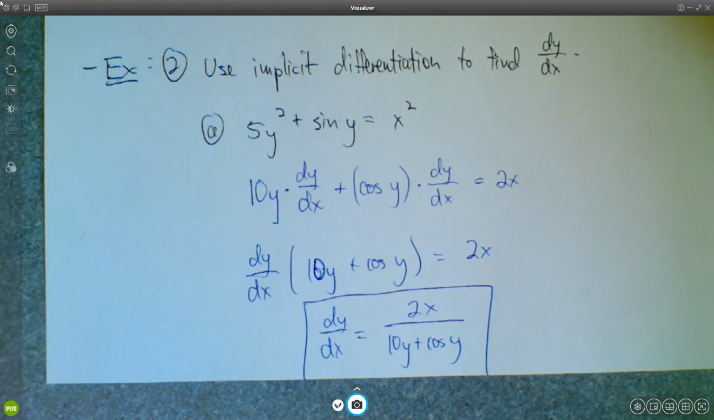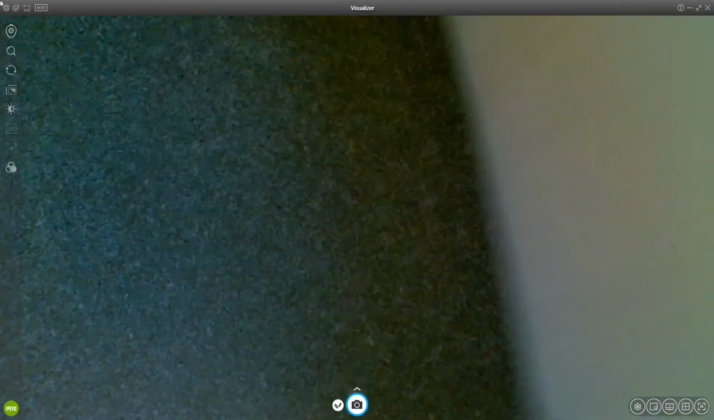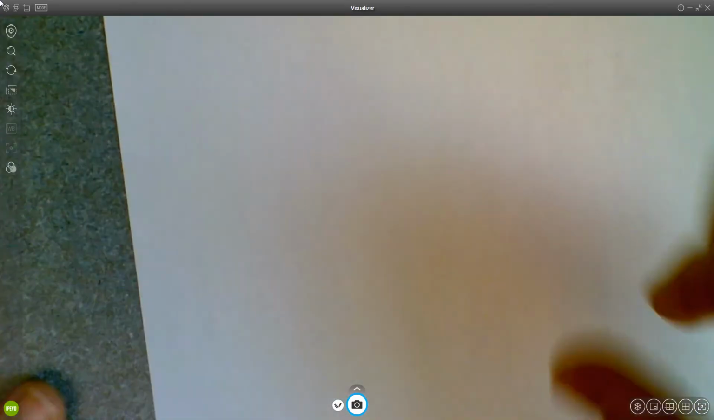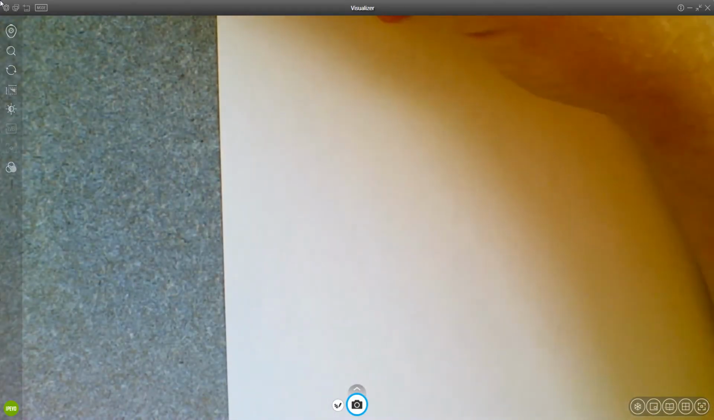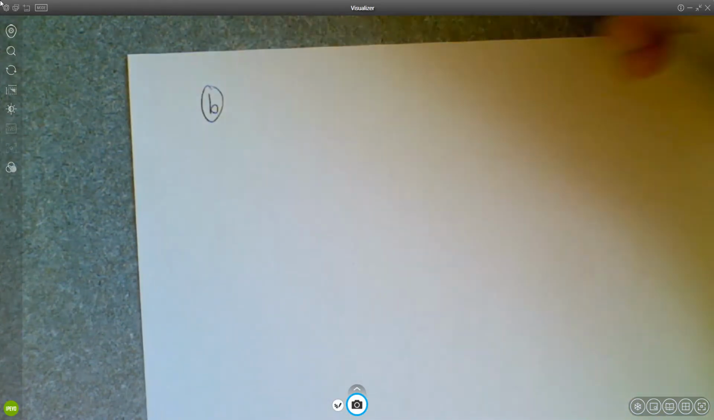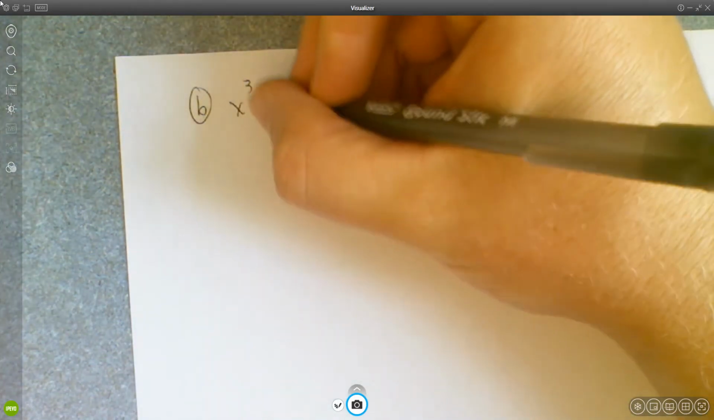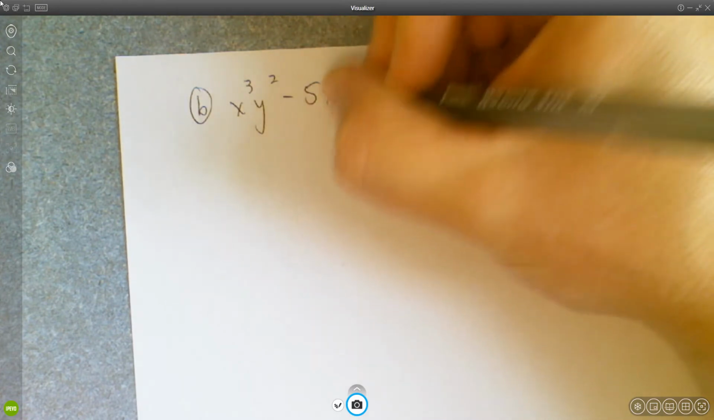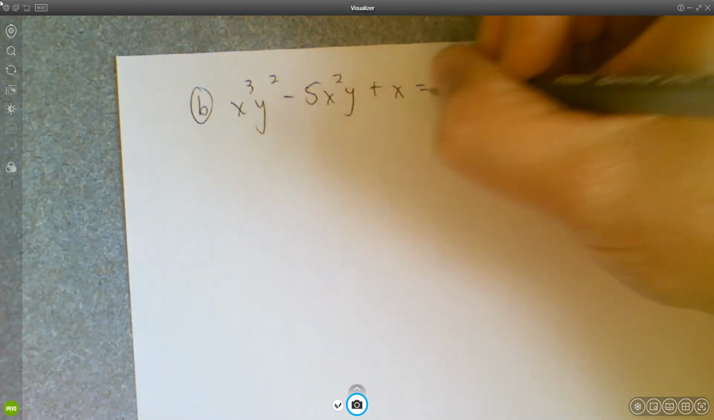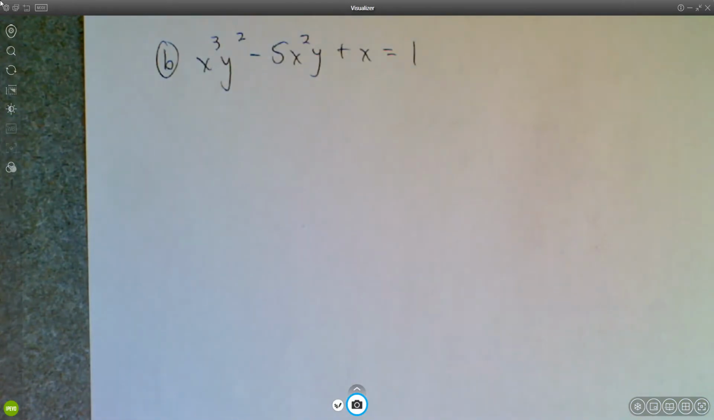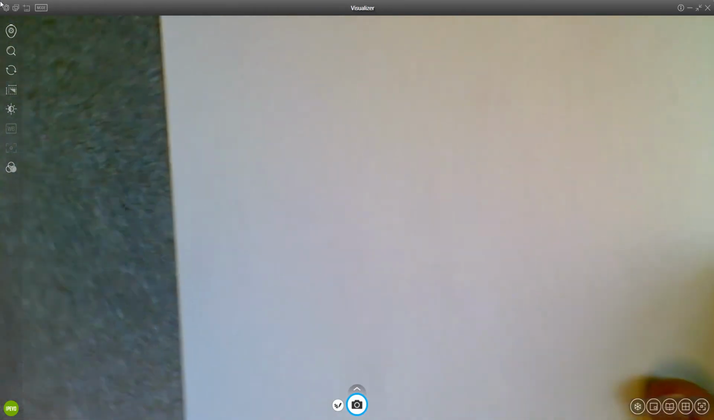Okay. So that's that one. Let me give you another one. So we'll do x cubed y squared minus 5x squared y plus x equals 1. Okay. So using implicit differentiation here.